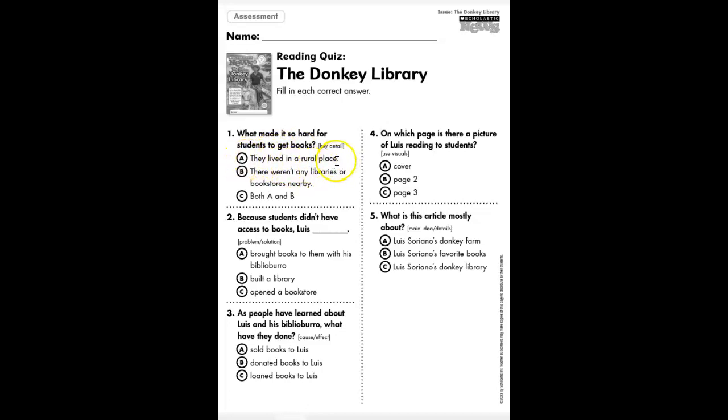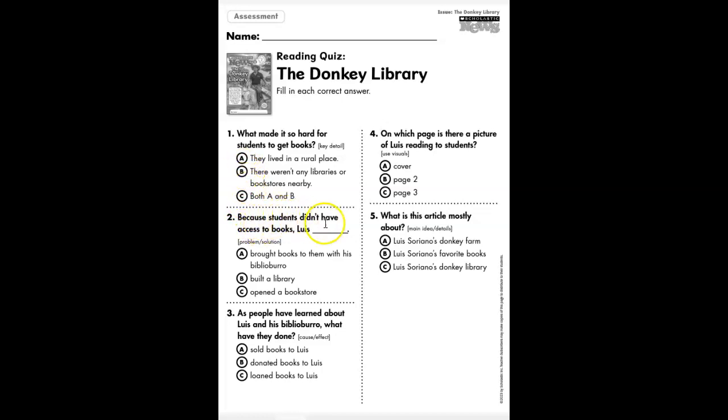They lived in a rural place. There weren't any libraries or bookstores nearby, or both. They lived in a rural space and there weren't any libraries or bookstores nearby. Color in A, B, or C.